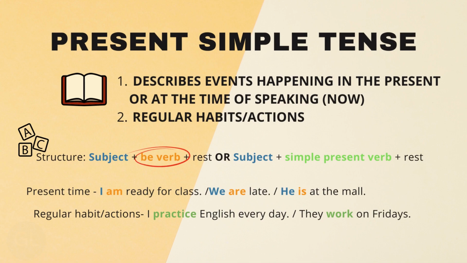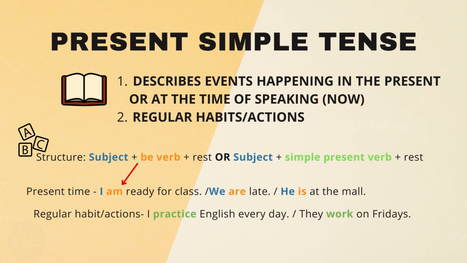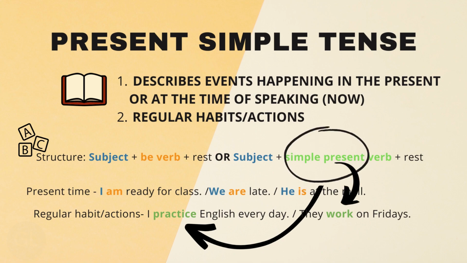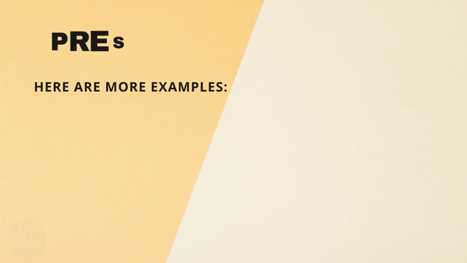Notice that the to-be verb am is used to talk about the present or in the moment state of the speaker, while the verbs practice and work are used to describe a regular habit or continuous action.